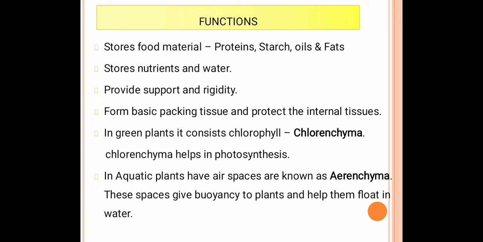In many aquatic plants, the parenchyma cells have well-developed air spaces and are known as aerenchyma. These air spaces give buoyancy to the plants and help them float in the water. These are all the major functions of the parenchyma. Okay, thank you.